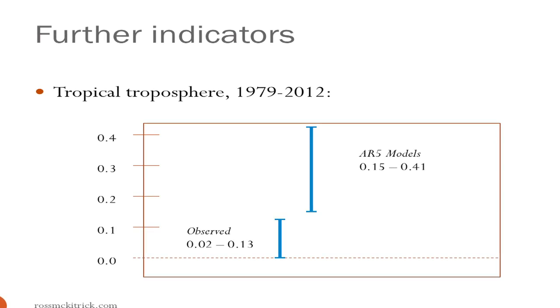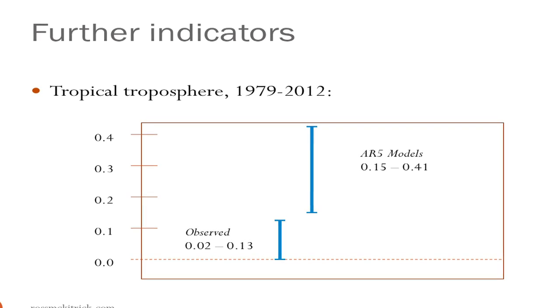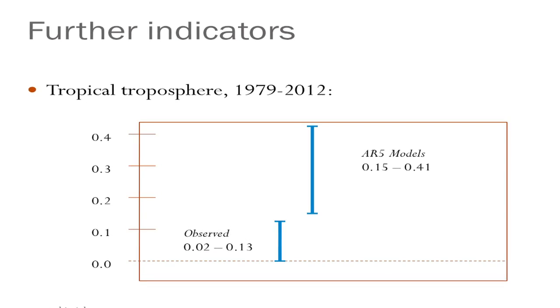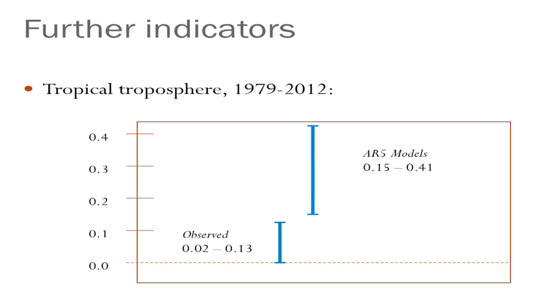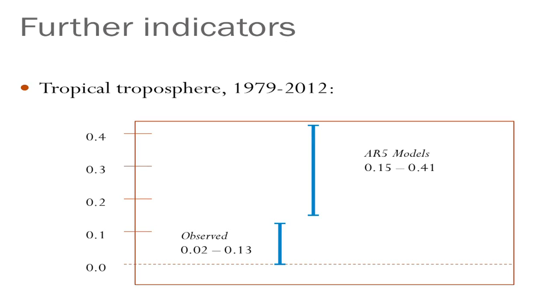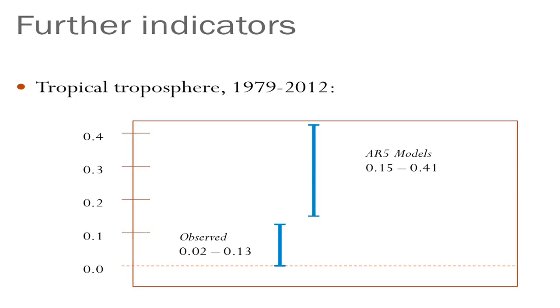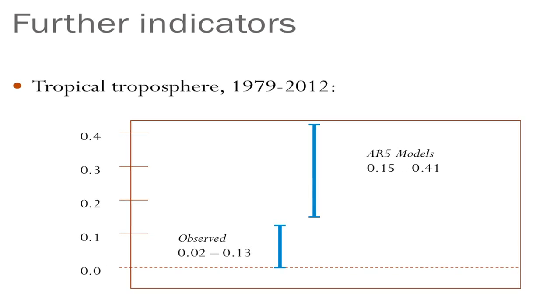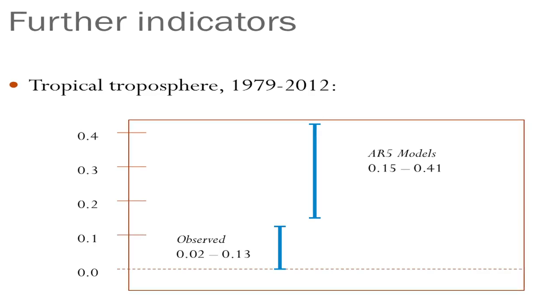So models have to get the tropics right. And there's a great deal of attention paid to the performance of models in the tropical troposphere because all the models predict that with this very strong feedback system that they have built in, the most rapid warming of all should be observed in the troposphere over the tropics.